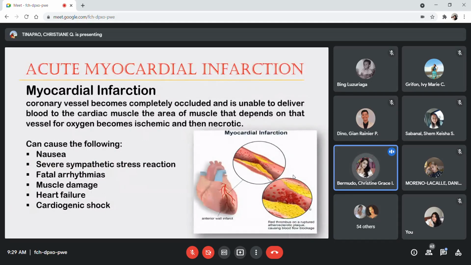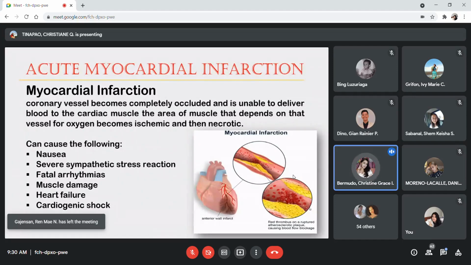So now we will proceed to the acute myocardial infarction. If a coronary vessel gets entirely blocked and unable to carry blood to the heart muscle, the muscle that relies on it for oxygen becomes ischemic and then necrotic. Then myocardial infarction happens. Myocardial infarction is also known as the heart attack.